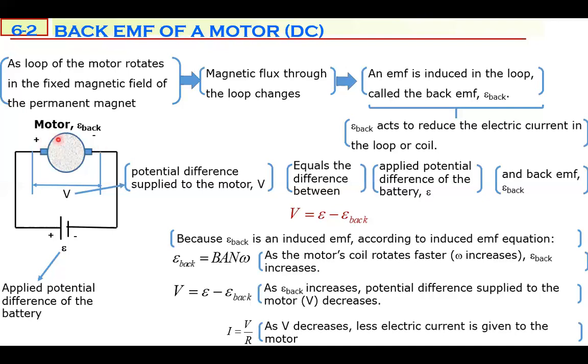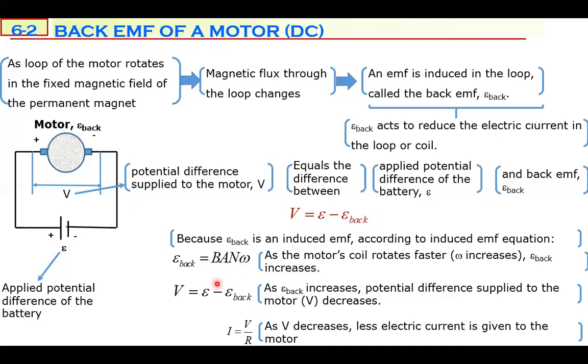In this case, because these two EMFs are opposite in direction, the net EMF or potential difference supplied to the motor, V, becomes less than E, because this is opposite polarization. This back EMF is opposite in polarity to the EMF of the battery. So the potential difference supplied to the motor V equals the difference between the applied potential difference of the battery and the back EMF of the motor. That is, V supplied to the motor is E minus E back. E is constant because it belongs to the battery, but E back can change.